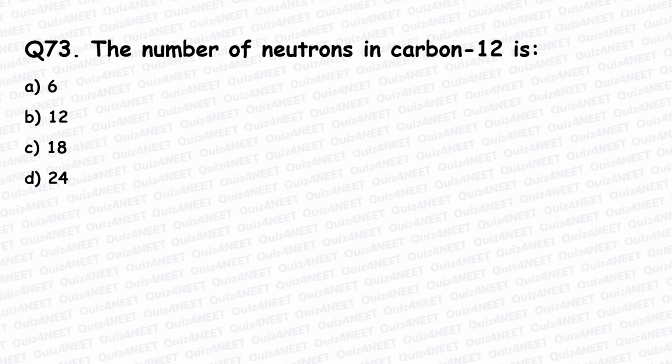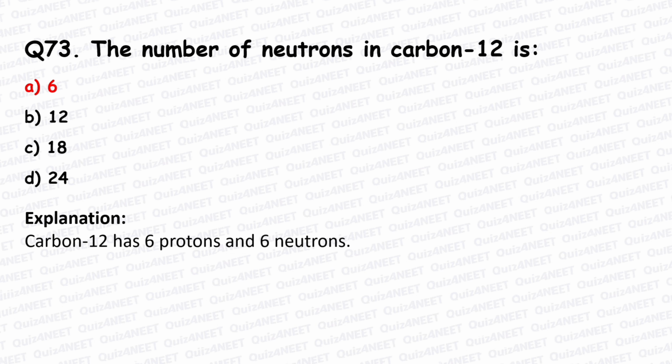Q73. The number of neutrons in carbon 12 is A. 6, B. 12, C. 18, D. 24. Answer. A, 6. Explanation. Carbon 12 has 6 protons and 6 neutrons.